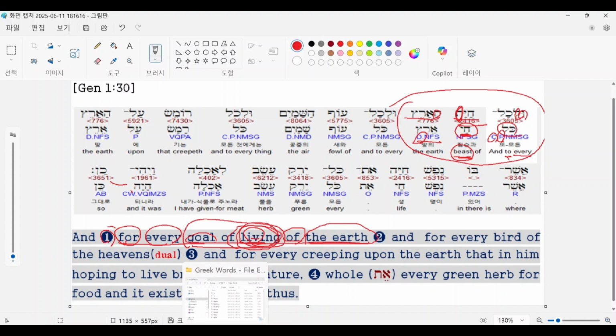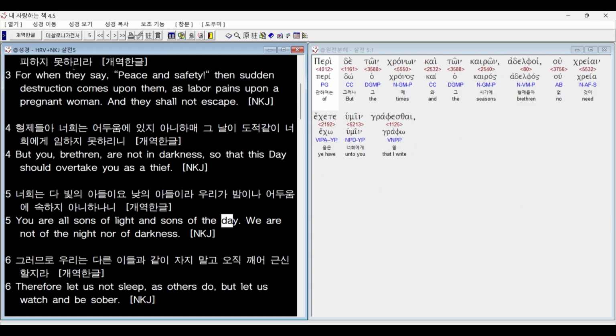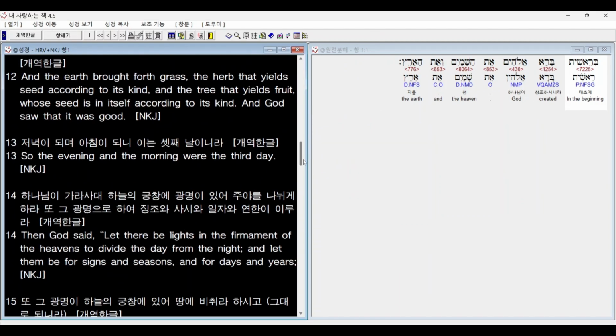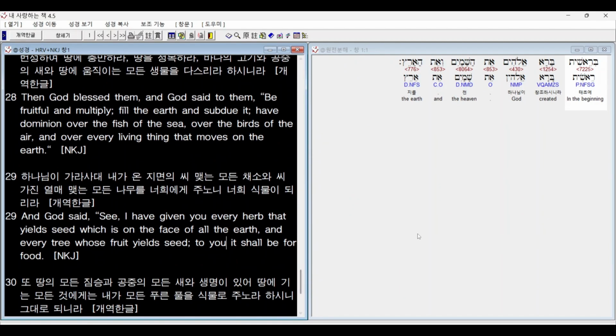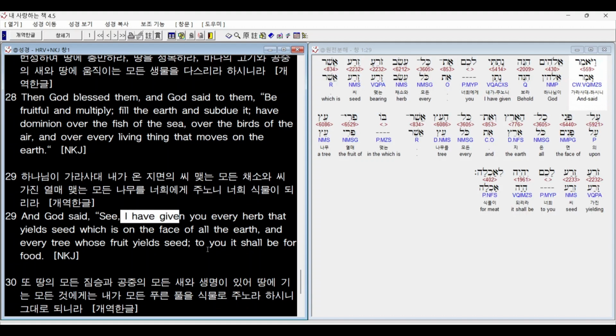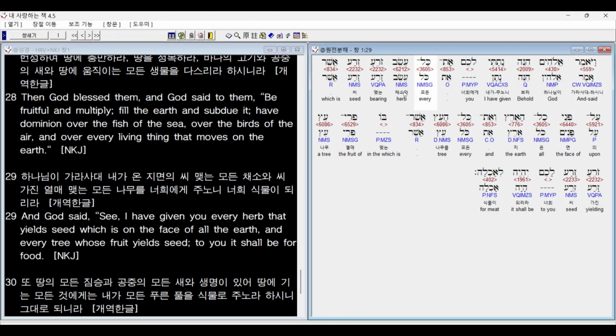And God has given every green herb as food. But everyone whose goal of living is of the heaven, as we already learned in Genesis chapter 1 verse 29, God has given, and then we corrected the translation here, the herb sowing seed. Seed is the Christos. Seed is the truth of God. And that is the food, the goal of living of the heaven.